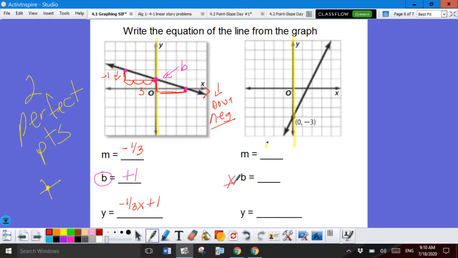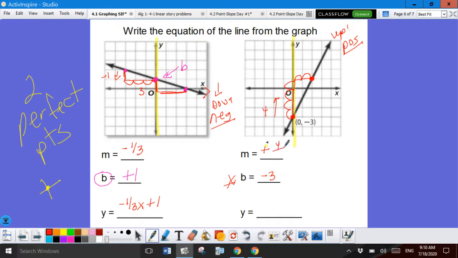Again, starting with your B is the easiest, so my y-intercept is right here, and they actually gave me that point. So the B is negative 3. And if I look, the perfect point is right here. Now, I see this one is going up, so I know my slope is positive. Okay, so I know my slope is positive. I'm going to put a plus sign right there because I know it's positive. So here's my triangle. 1, 2, 3, 4, so up 4, and 1, 2.